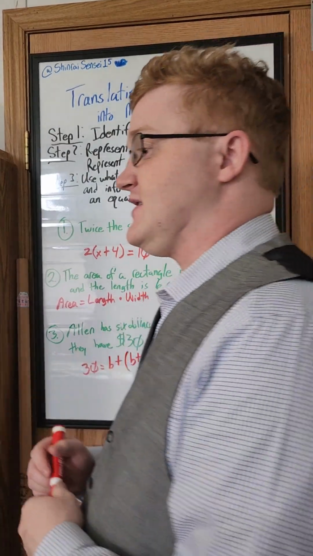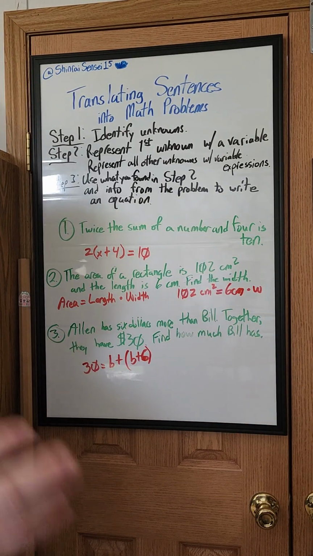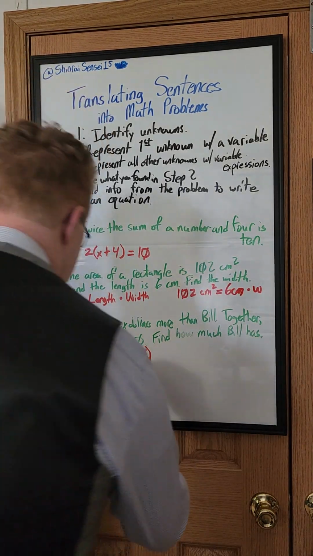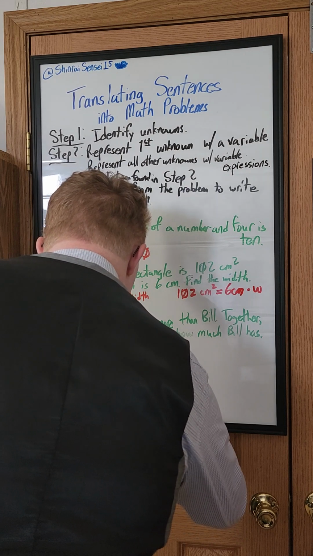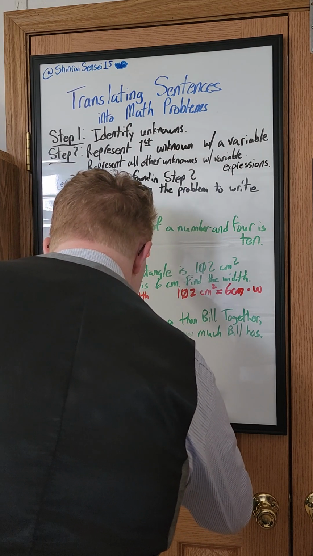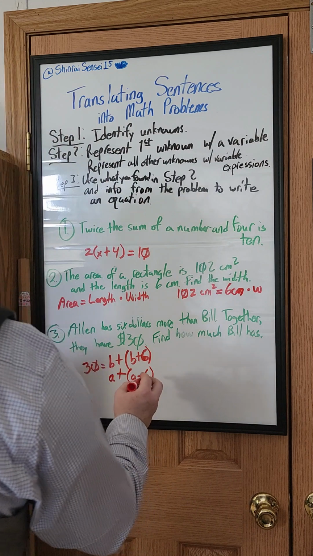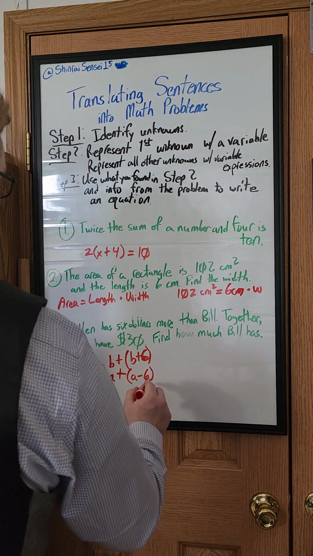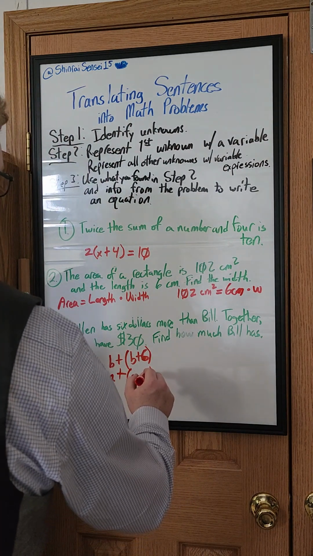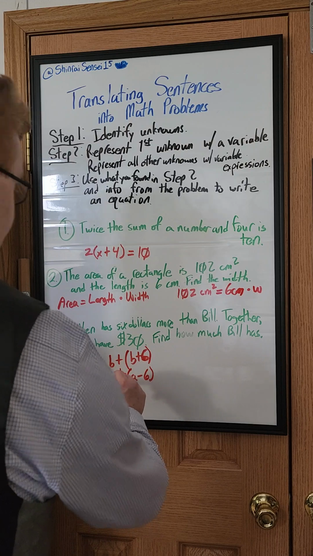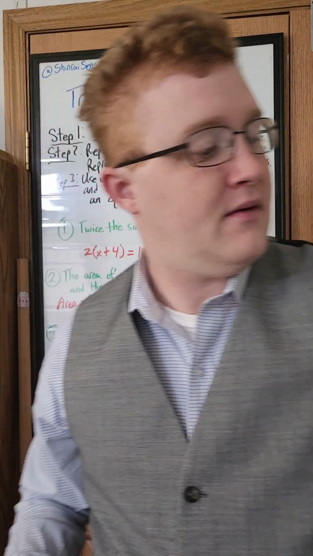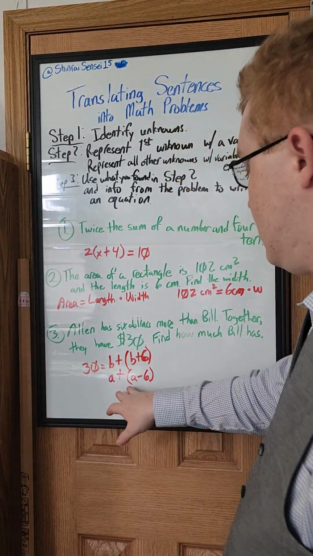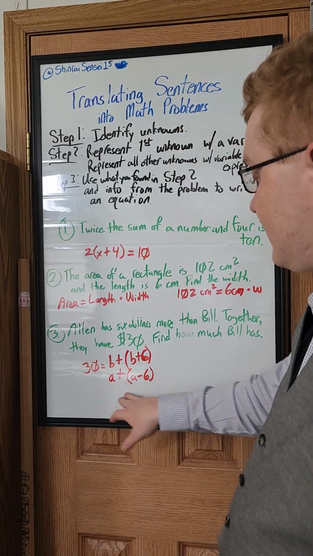Our goal is to translate this into a sentence. An alternative writing using subtraction would be Alan plus a parenthesis of Alan minus 6, because he has $6 more. And so this would give you Bill's amount, Alan minus 6, plus Alan. Okay? So this is correct as well.